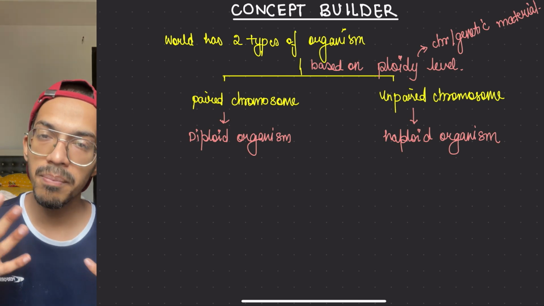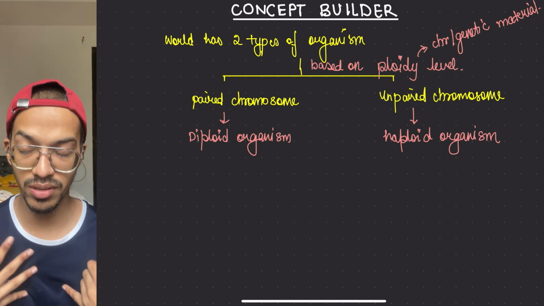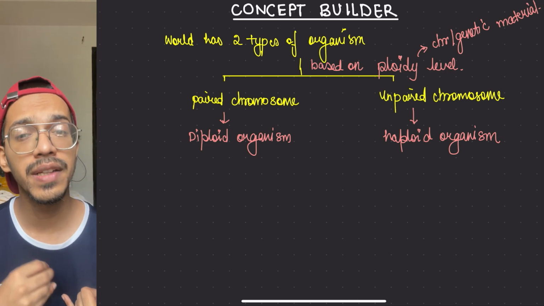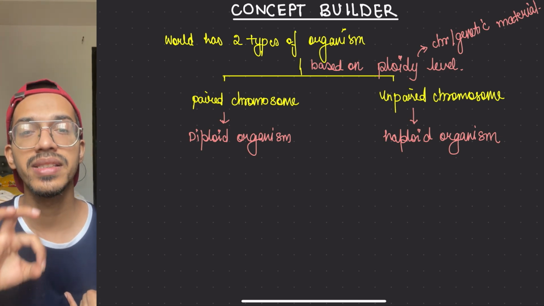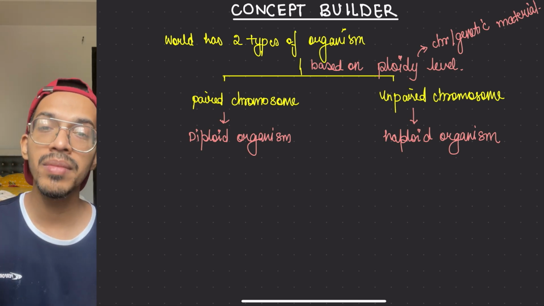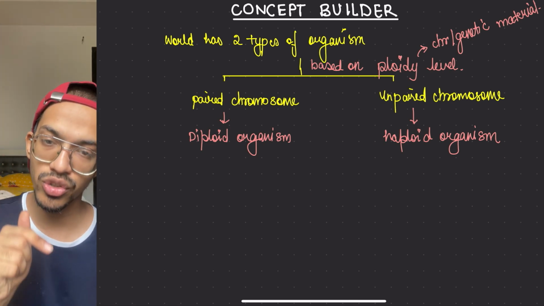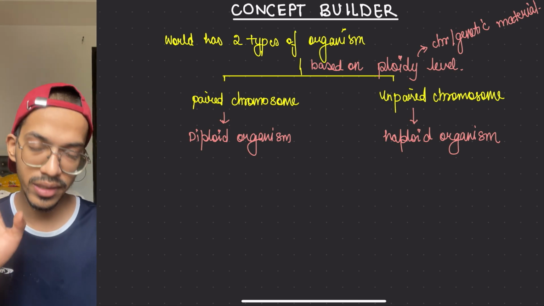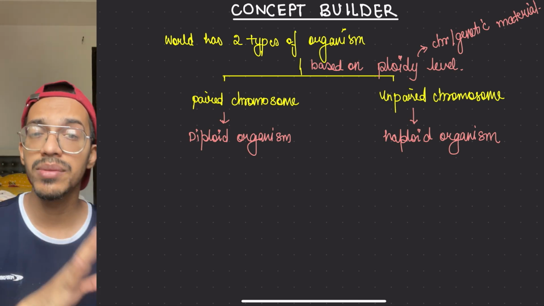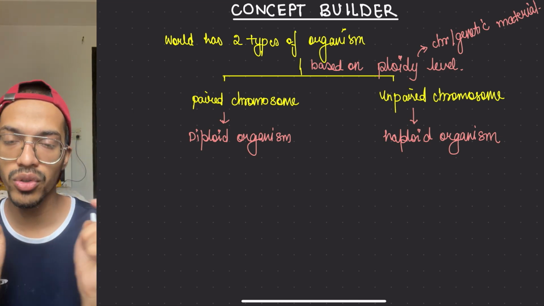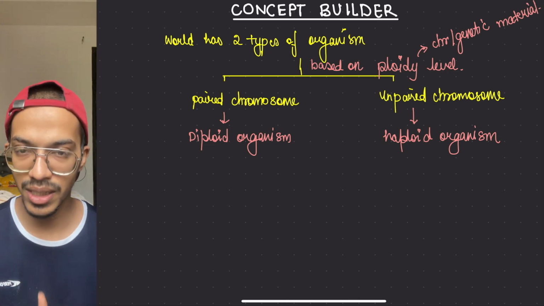Just remember that haploid cells also form in my body, in the reproductive cells. When my gametes are forming, my body's diploid cell will change into haploid. Why? We will learn this concept later. So I told you that there are two types of organisms. One is diploid, one is haploid. Diploid means they have a pair of chromosomes, and haploid means they have a single set of chromosomes.